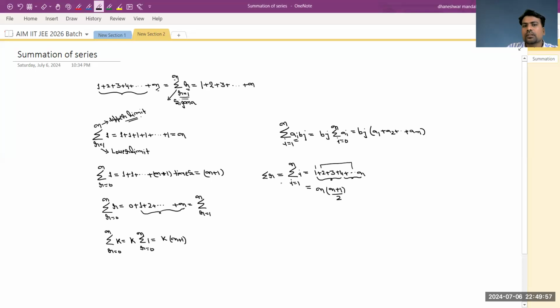If it is not mentioned here, then I consider r from r equal to 1 to n. So the sum of r is nothing but n times n plus 1 by 2, where n is the last term, the nth term.